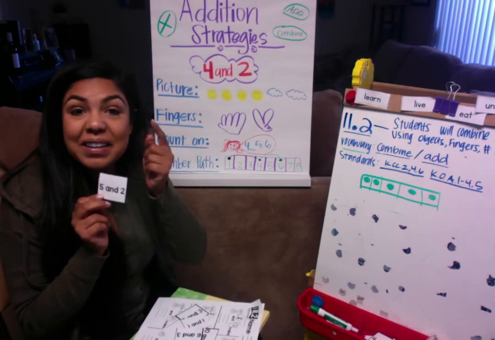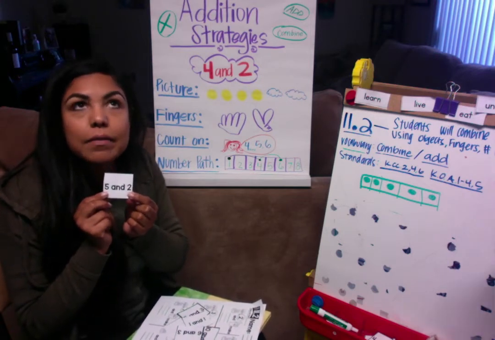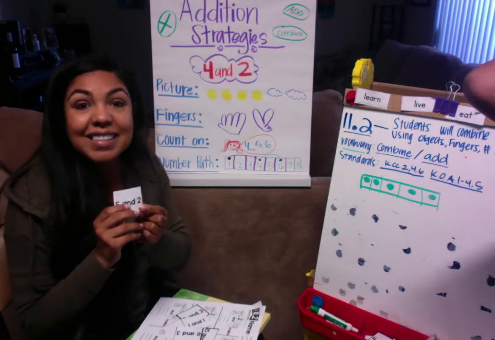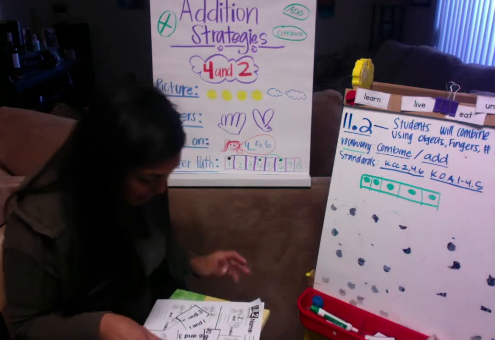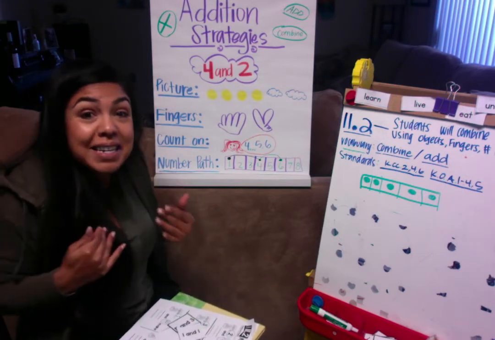I counted on. So I did 5, and then I thought, oh, there's 2 more. So 5, 6, 7. 7. Yay, me. Blake's turn. 6 and 3. 9. Whoa, he's way faster than me.